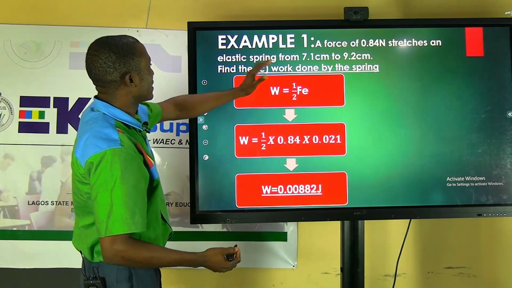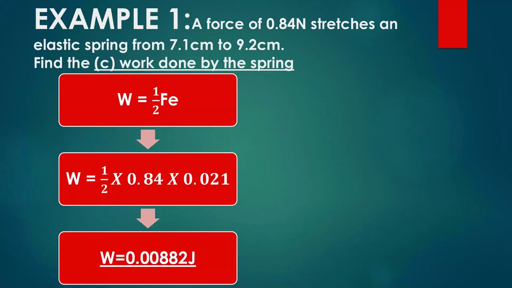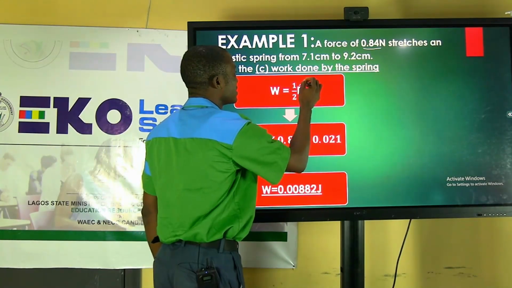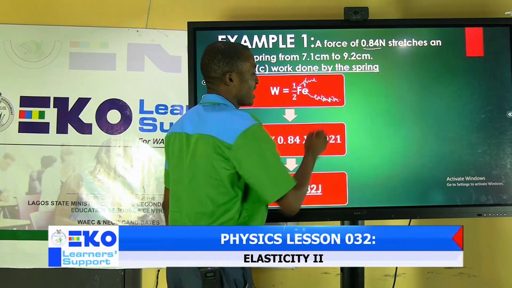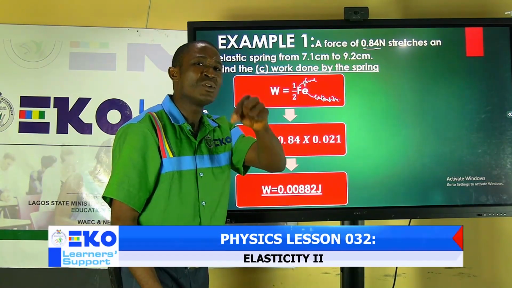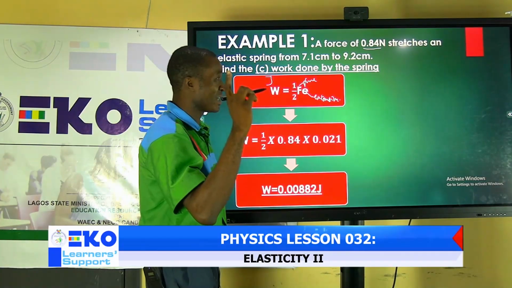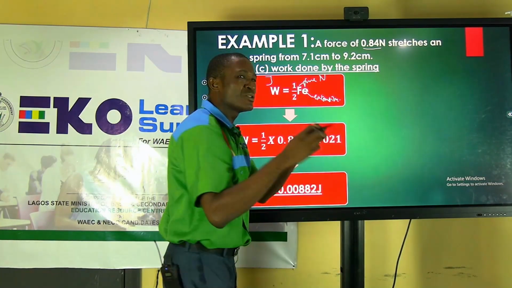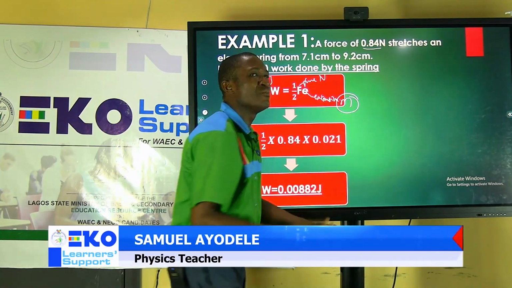The last part of example number 1 says there is a force of the still same information, calculate work done by the spring. Work done is half Fe. This is the force, and this is the extension. Before we proceed, let me ask you this question. What is the unit of work done? The unit of work done is joules. That's the SI unit. So what's the SI unit of force? Newton. Then what's the SI unit of distance? Meters. So in this case now, our extension has to be in meter.